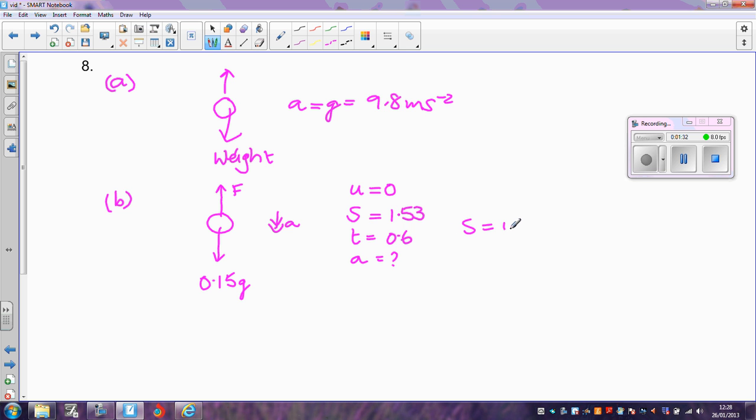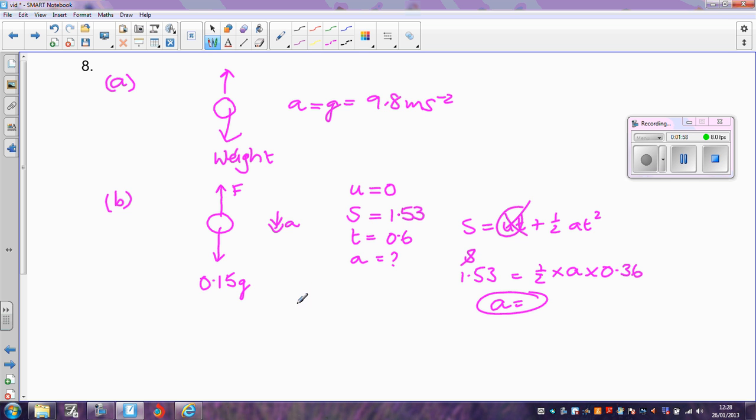So I can use s equals ut plus half at squared, because I know the acceleration is going to be constant. I can just substitute in: 1.53 is equal to half times, because u is 0, so this disappears, half times a, which is what we're trying to find, times t squared, which is 0.36, and that's going to give me a. Okay, I'll let you work that out.